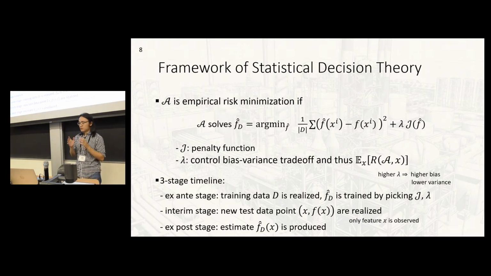Now let me introduce the following three-stage timeline for this framework, which will be a useful concept to define our model. There will be three stages. In the first, ex-ante stage, the decision maker gets a training data set and needs to pick a learning algorithm. Basically, it picks a penalty function as well as a controlling parameter lambda, and then the estimator is computed. In the interim stage, a test data point comes, but only the feature x is observed by the decision maker. Then in the ex-post stage, the decision maker makes a prediction using this estimator. That's all of this very simple framework for statistical decision theory.